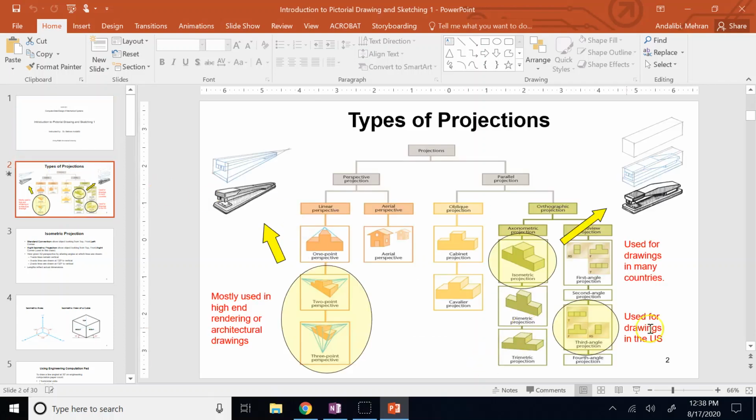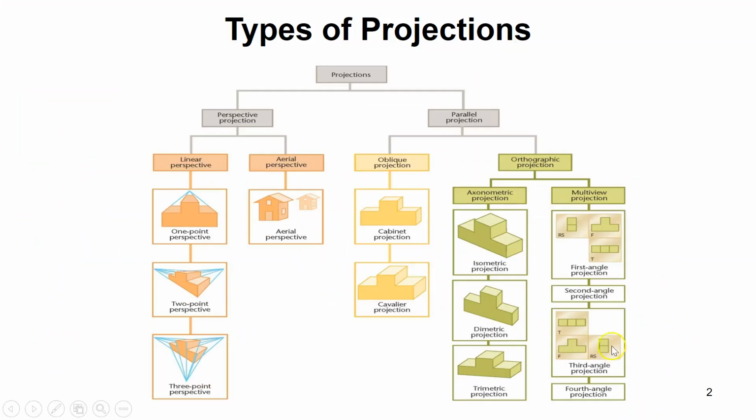So, what type of projections do we use in engineering? We divide them into two categories, parallel and perspective. Parallel is the one that is used in engineering. Perspective is the one that is not used in engineering, typically used in architecture or art, and that's the way our eyes would see the real world.